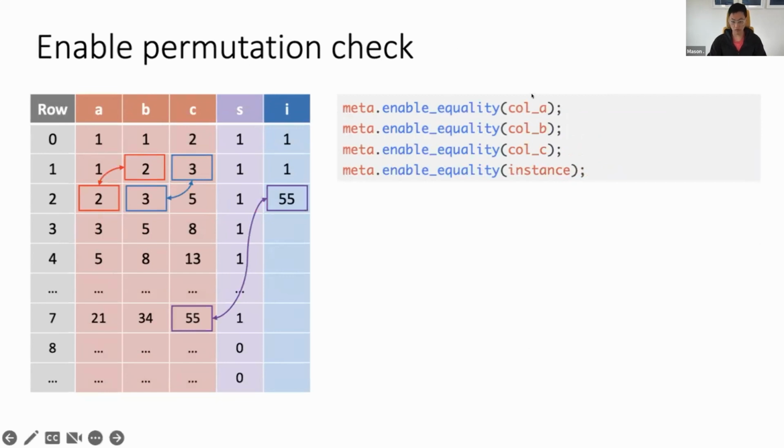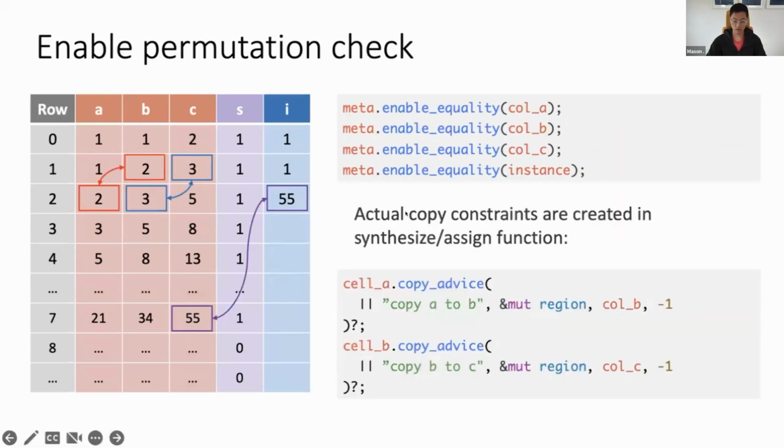So we have to first enable equality on A, B, C, and instance. The equality checks that we actually want to do are that, to go from row 1 to row 2, you want to copy this value from B into this value in A, and this cell in C into this cell in B. And then we also want to verify that 55 from our instance column is in fact this 7th value in C. Okay, and then in the configure function, you would enable these equality checks, and the actual individual equality checks get added in the synthesize function, where you do cell A dot copy advice.